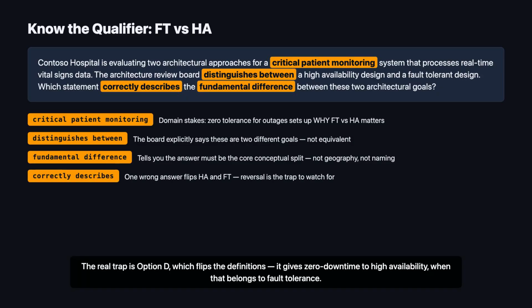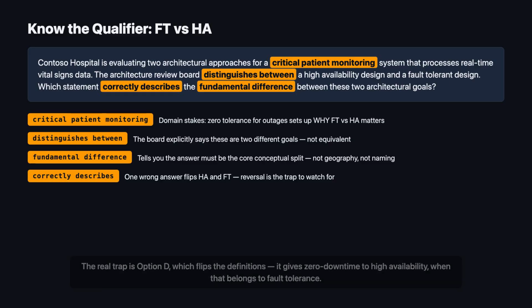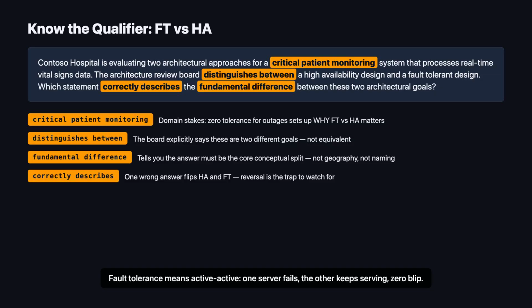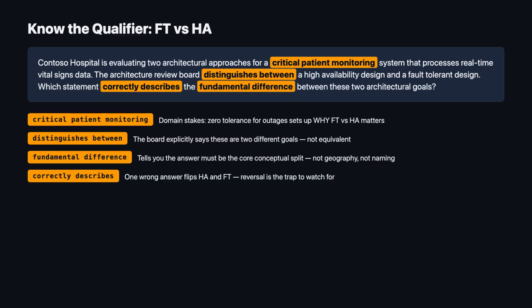The real trap is option D, which flips the definitions. It gives zero downtime to high availability, when that belongs to fault tolerance. Fault tolerance means active-active. One server fails, the other keeps serving. Zero blip. High availability means the system recovers fast, maybe 30 seconds, but there is a brief pause. The question rewards knowing which term means truly continuous.